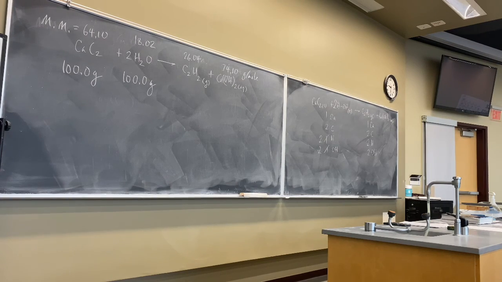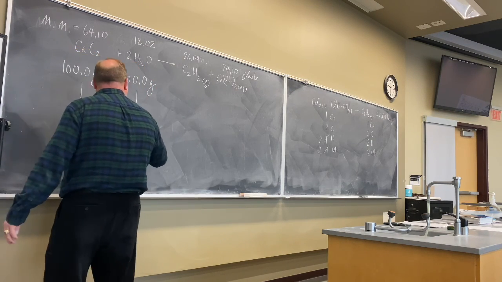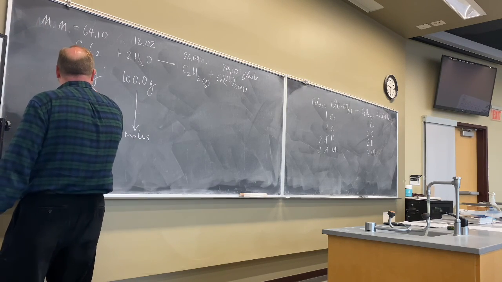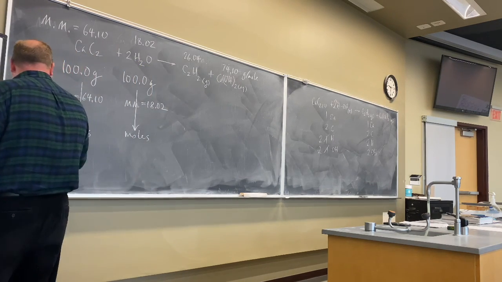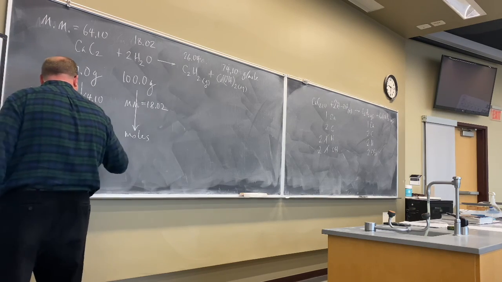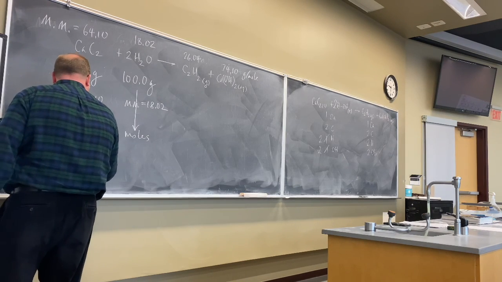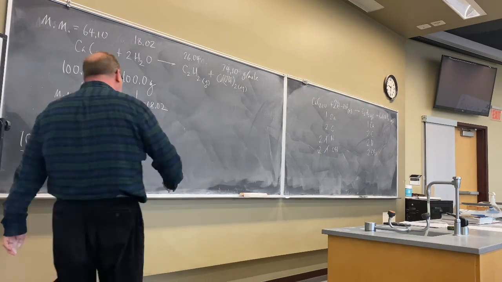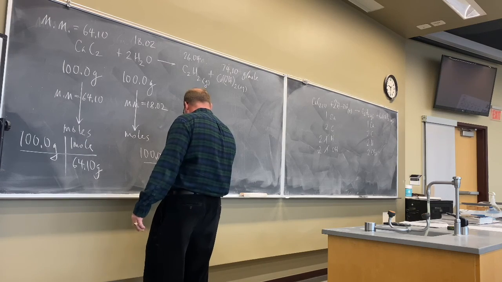So we're going to have to do some calculations. Of course, any time that we work with stoichiometry, we need to convert any amount that we have to work with into moles. And so to convert grams to moles, we need a molar mass. So our dimensional analysis grid work for the calcium carbide would be 100 grams, and then one mole comes in at 64.10 grams. And for water, it'll be 100.0 grams, one mole, 18.02.